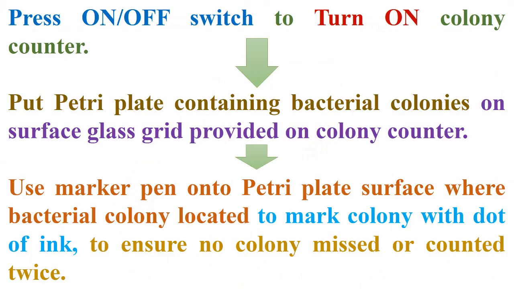To use the colony counter, you must press the on-off switch to turn on the colony counter, then put the Petri plate containing bacterial colonies on the surface glass grid provided on the colony counter, and finally, use a marker pen on the Petri plate surface where each bacterial colony is located, to mark the colony with a dot of ink, to ensure no colony is missed or counted twice, as mentioned in the next slide.